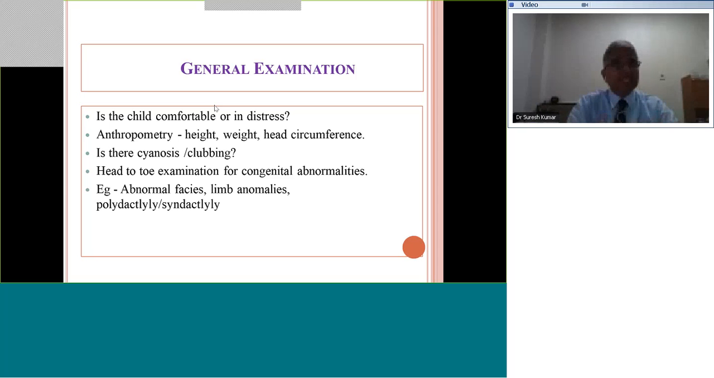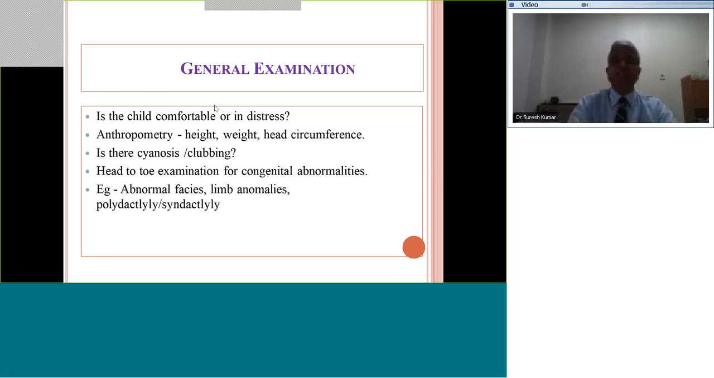Then, is there cyanosis or clubbing? And make a head-to-toe examination for congenital abnormalities. For example, an abnormal facies, abnormalities of the limbs, polydactyly, syndactyly, webbing of the neck. All these are things which have implication with regard to cardiovascular diagnosis.